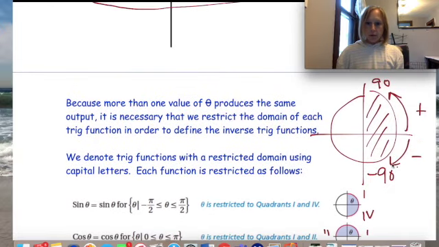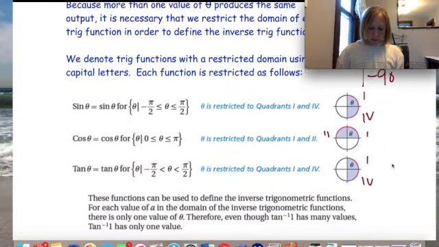Now cosine is restricted to these top two because cosine are x values, and same thing, we would have positive x values in that first quadrant and then negative x values here.